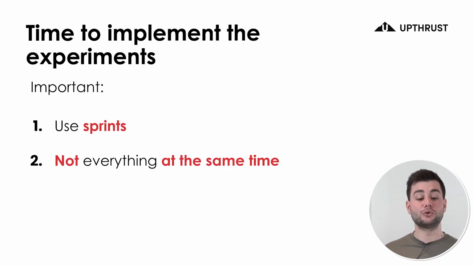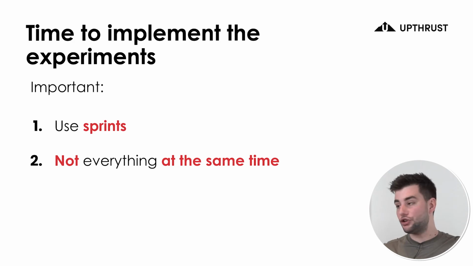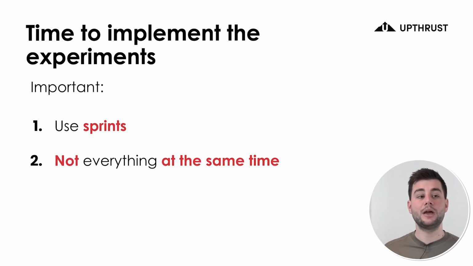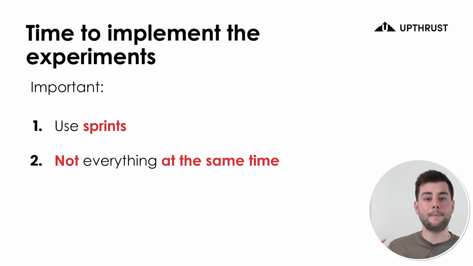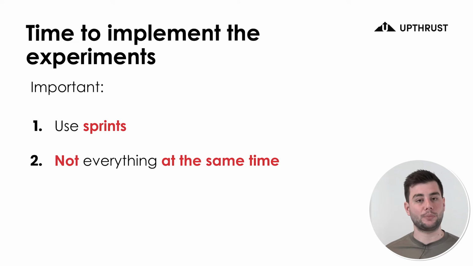Very important, don't try to do everything at the same time. A lot of people get super excited about growth marketing. They want to do 6, 7 experiments all at the same time, but then they forget that they also need to analyze them, that they need to prioritize the ones that could have the biggest impact, and then in the end, they just stop with the process. This is not the way to go.